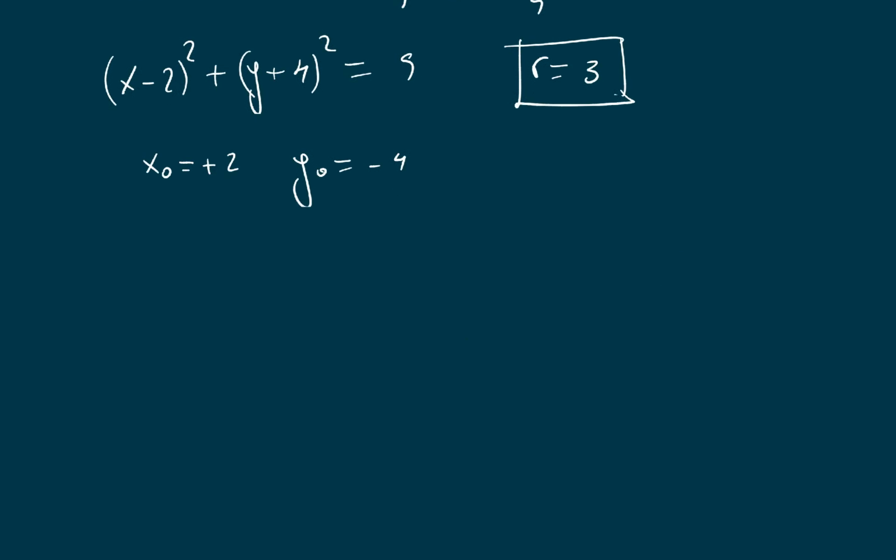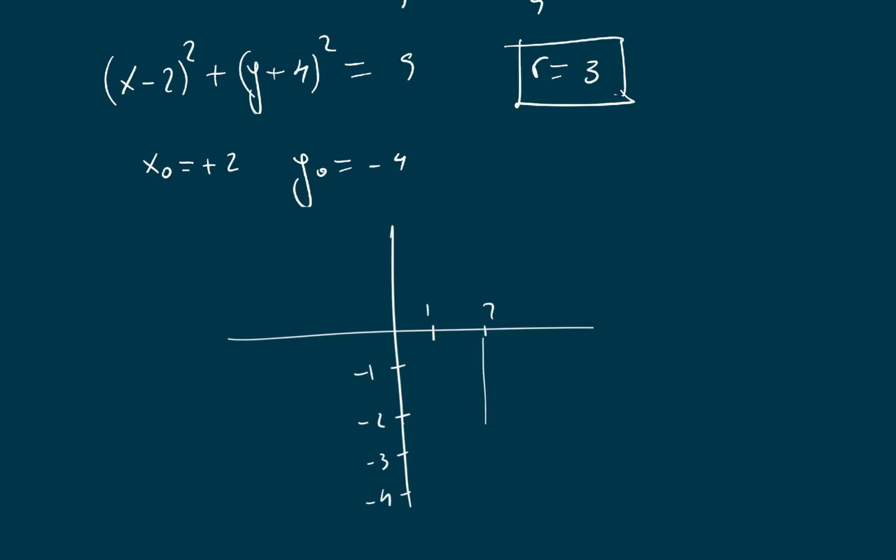So the center of the circle is here, and the radius is 9. So it's 4 here and 5 here. 1, 2, 3, 4, and 5. So it arrived to here.